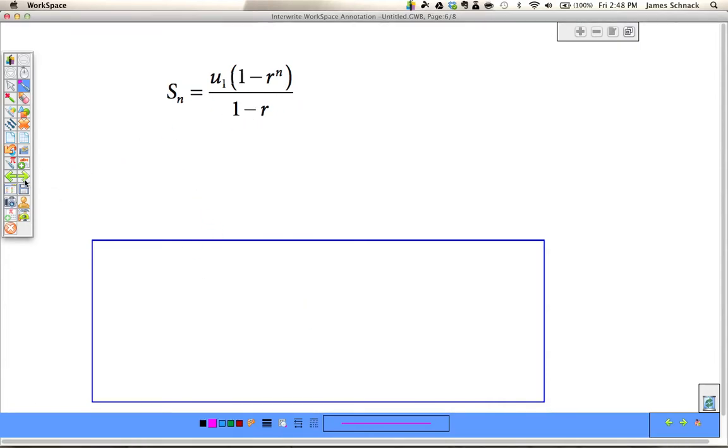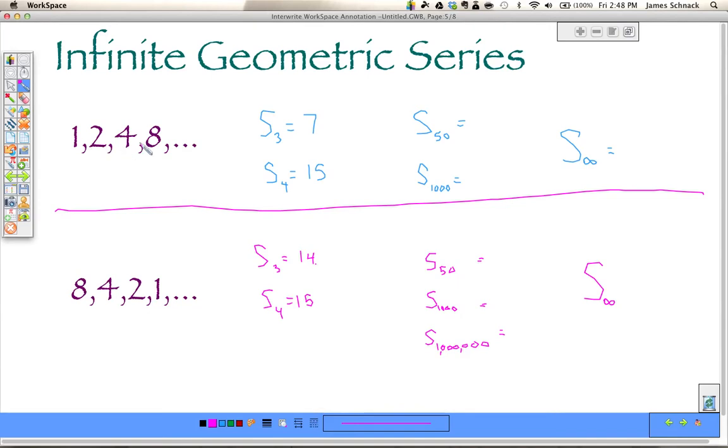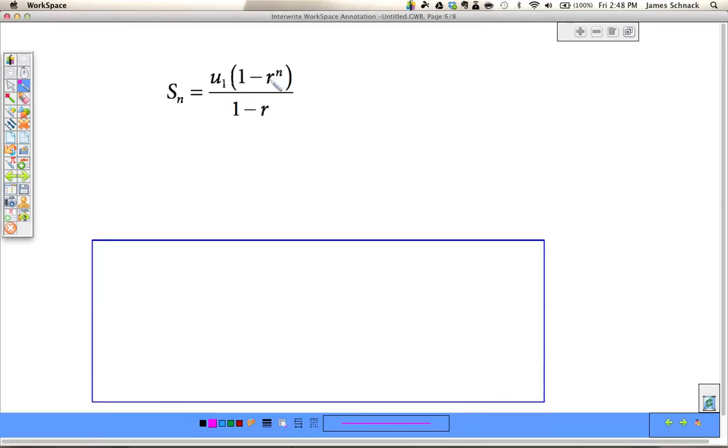And these are two very different scenarios. In this one, the series is getting bigger. The sequence terms are getting bigger and bigger and bigger. These sequence terms are getting smaller and smaller and smaller. Our common ratio here is 2 versus 1/2. So let's look at what happens in those cases individually.